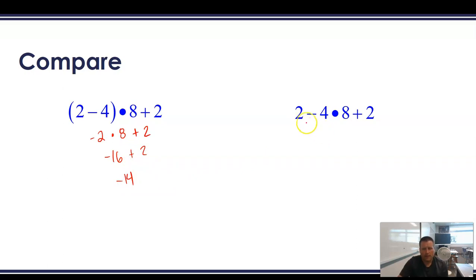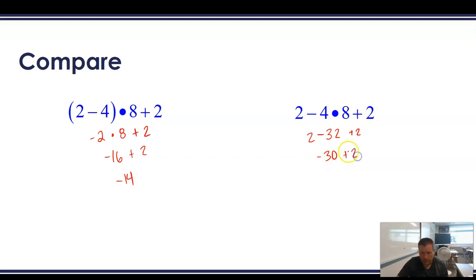Okay? If I don't have my grouping symbols, look what happens. So I look at this and I say, okay, I'm going to do my multiplication first. And so I go 4 times 8, which gives me 32. And then I'm going to subtract, which will give me -30.